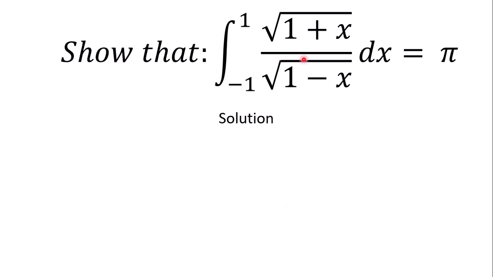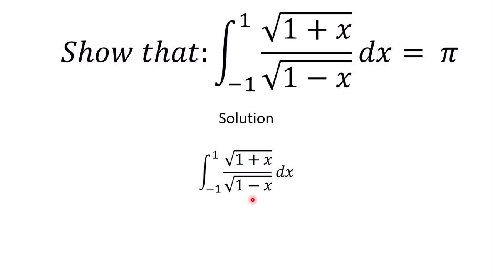All right, let's bring this one down here. Okay, so the integral which goes from -1 to 1 of square root of 1 plus x divided by square root of 1 minus x dx. Here, what we are going to do is rationalize the denominator.